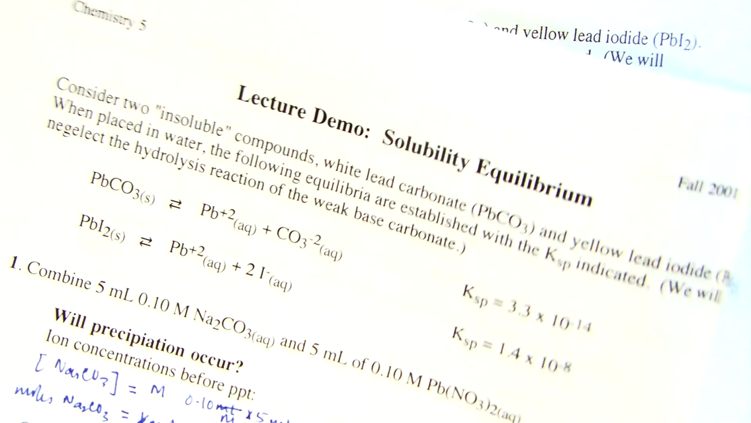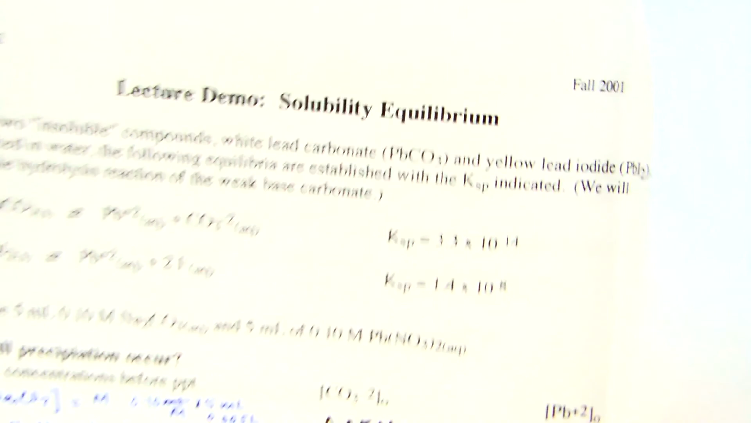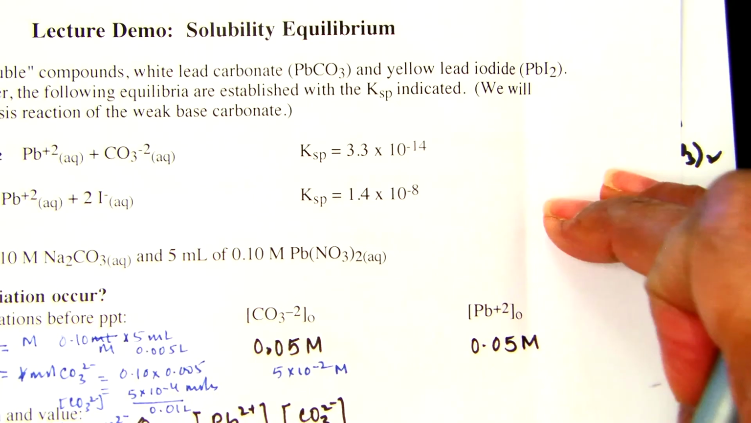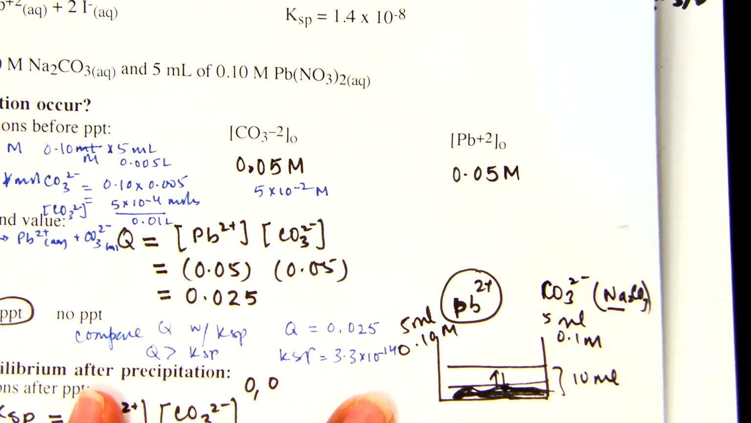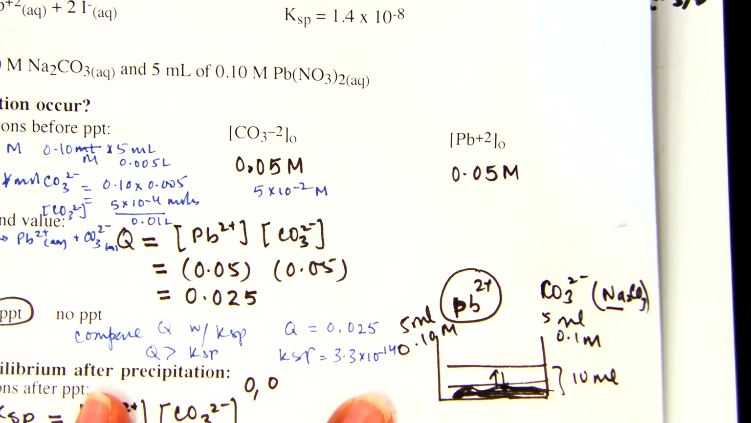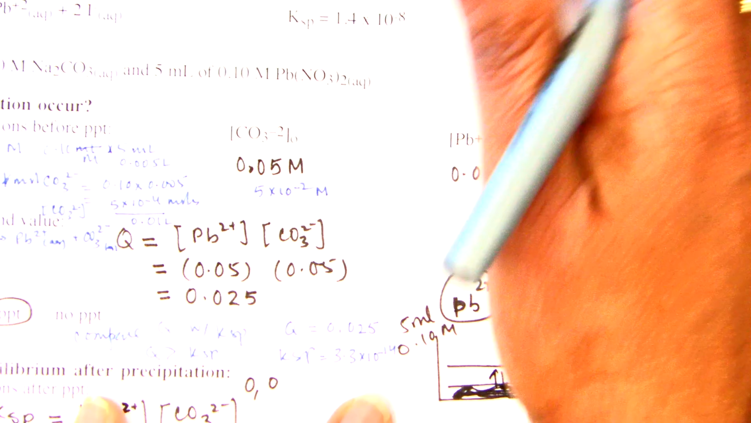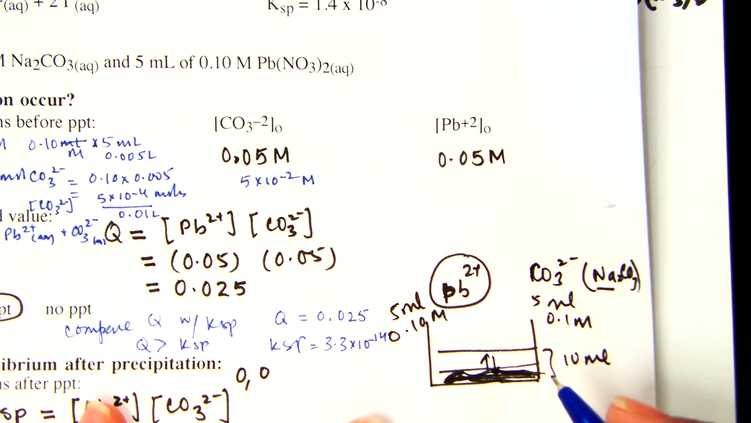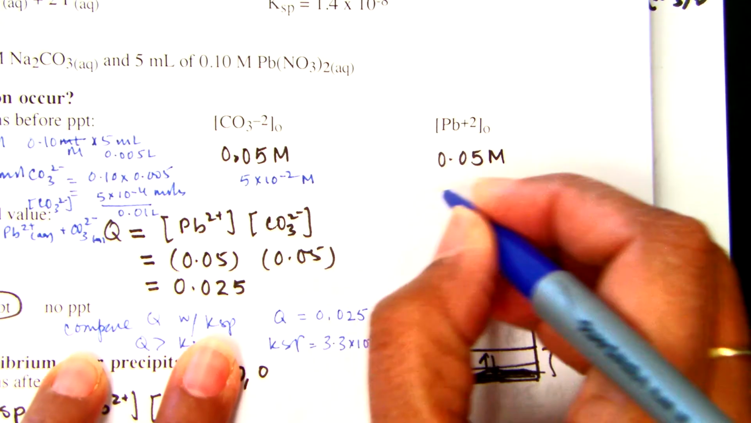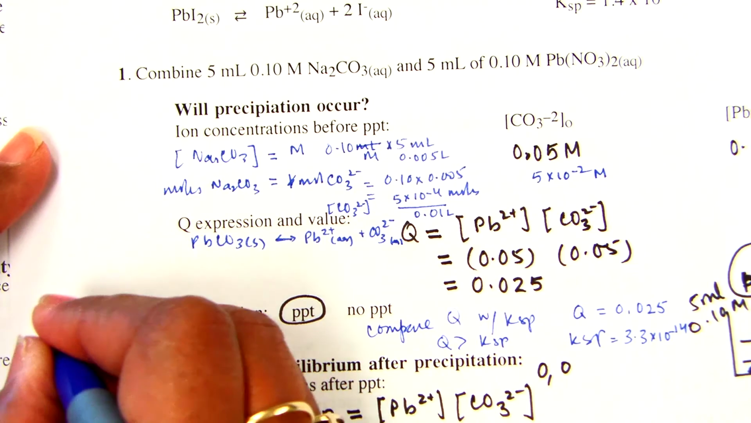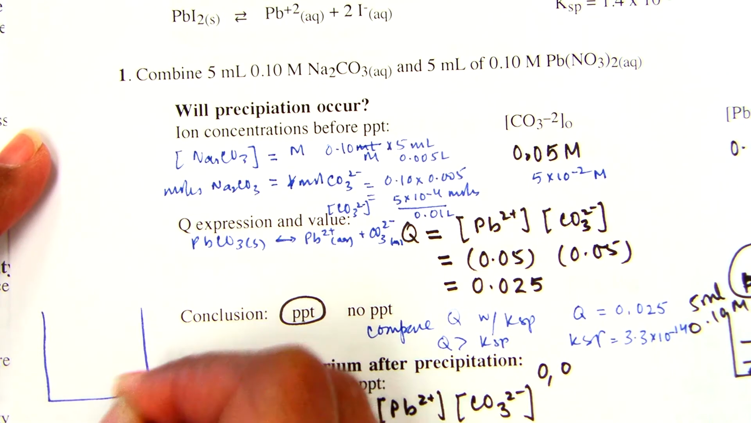At this point, I encourage you to make a particulate level drawing, even if the activity doesn't ask for it. Please pause and draw particulate level drawing. Welcome back. Your particulate level drawing at this point should look like this. We started with 2 formula units of each, right?